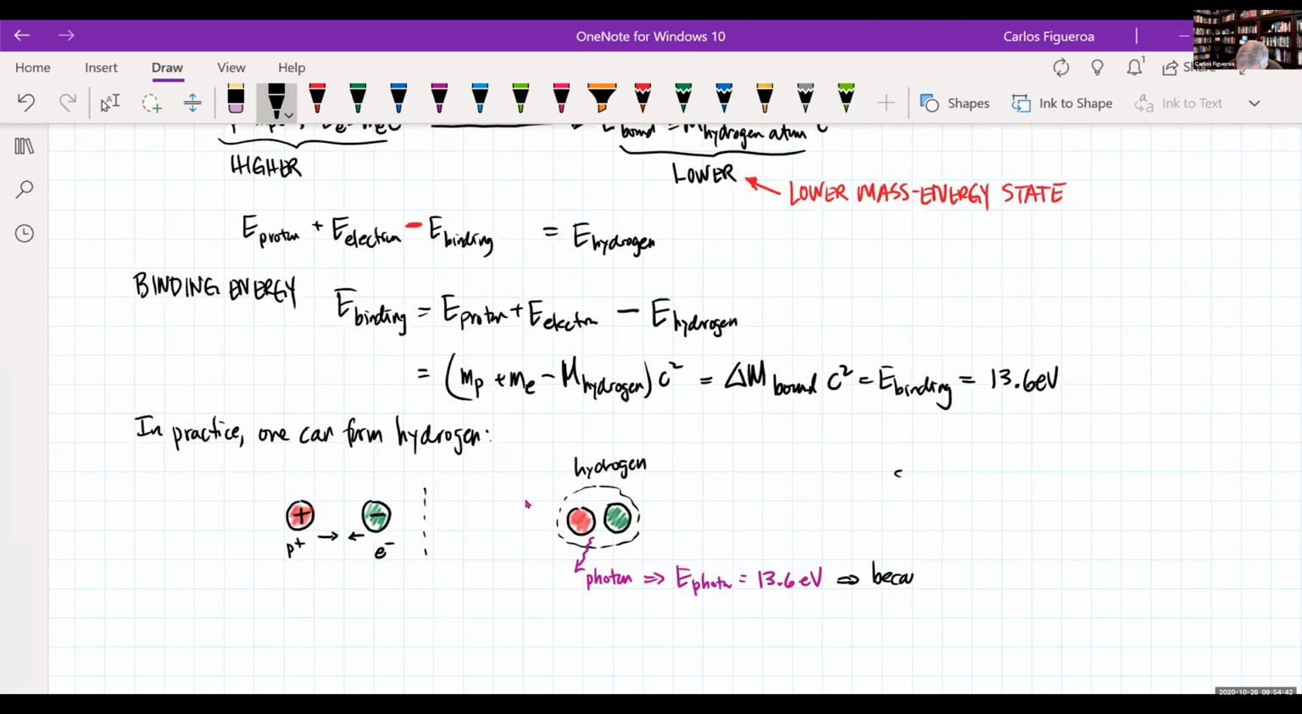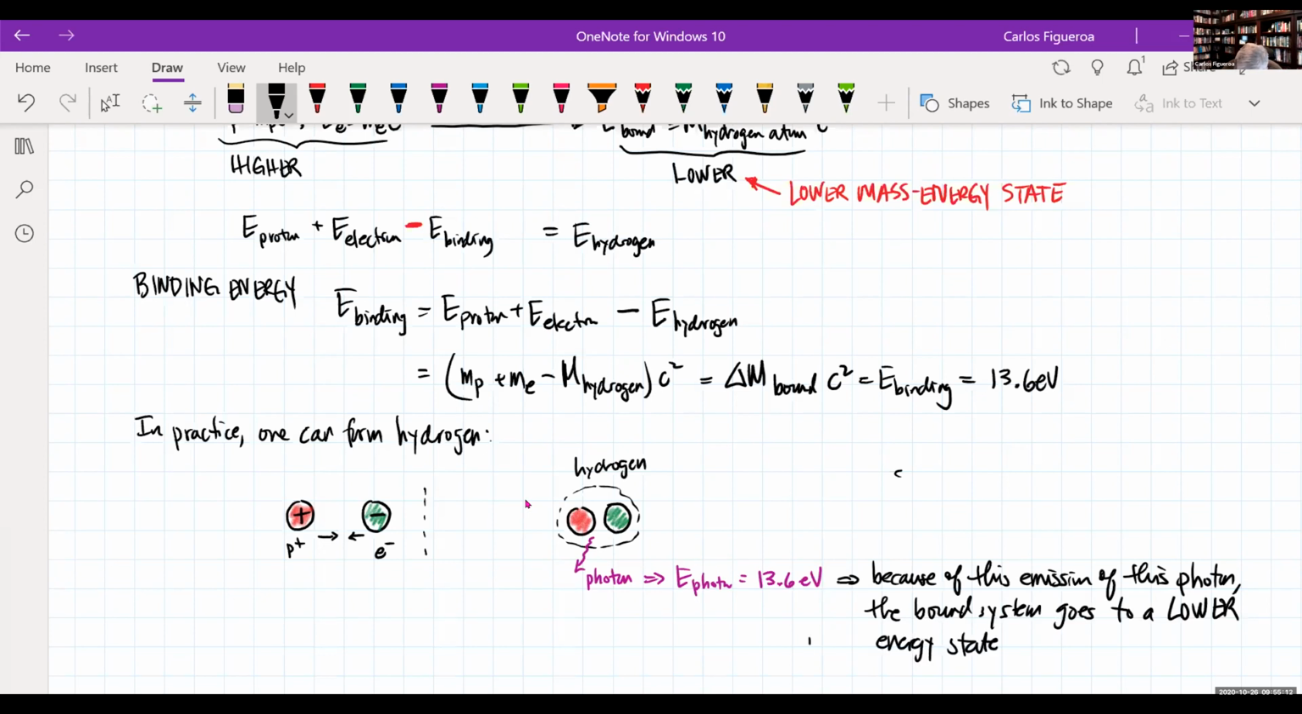And because of this emission of this photon, the bound system goes to a lower energy state. You know what? I should say mass energy state, which is quite surprising. So that really tells you that if you have a stable system, that's exactly what happens.